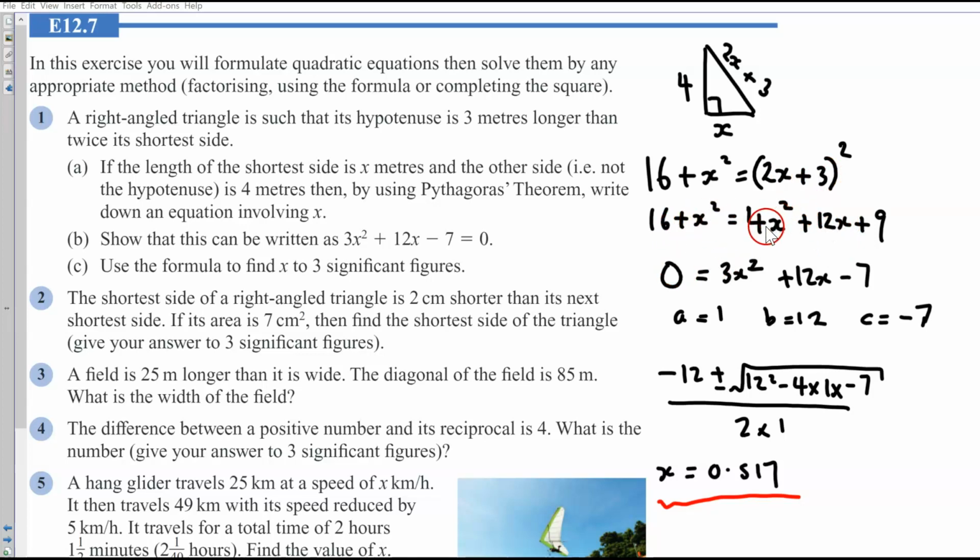So take an x squared from both sides. Take away 16. Pick off your a, b, and c. Chuck it in a formula and play around with it. Now notice you only get one solution this time because it's an actual shape, and if I use the other one I'd have a negative length, and obviously I can't have a negative length.